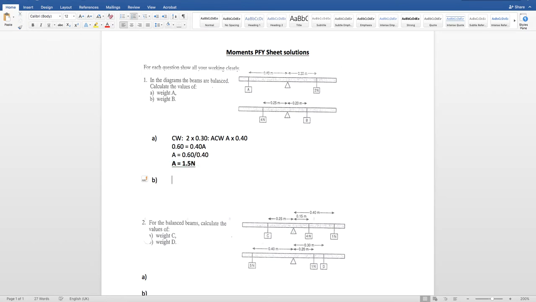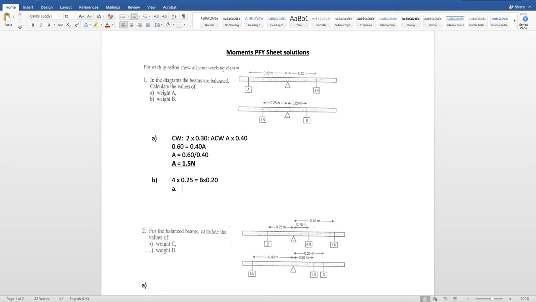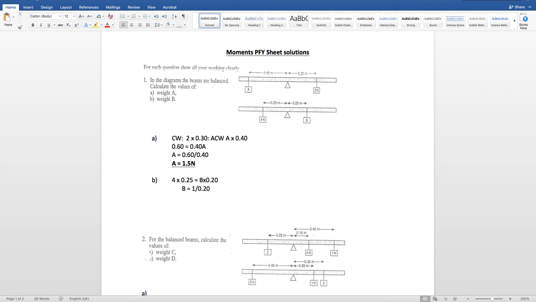In B then, we have the same idea. We've got 4 times 0.25 is anticlockwise, equals B times 0.20. So then B equals 4 times 0.25 is 1, divided by 0.20. Well, that's 1 over 0.2, which is 5 newtons.